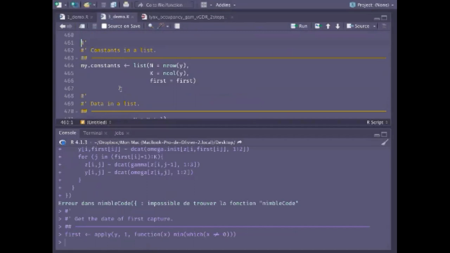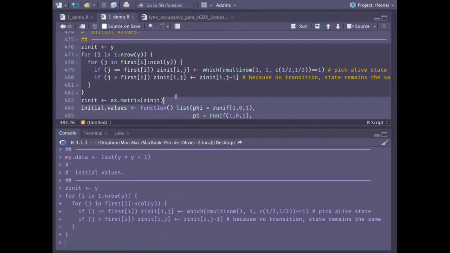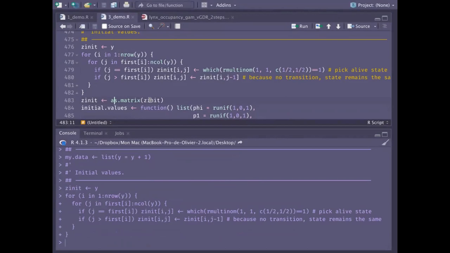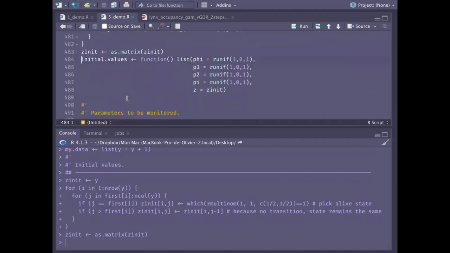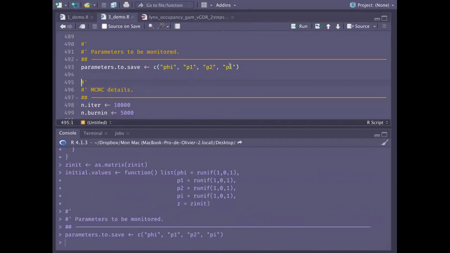Here we go. First encounters, the constants, the data, and then the initial values. How to generate or simulate initial values would deserve a whole lecture because it can be very tricky. So I encourage you to have a look at what we did here. There is not a single way to do it. It takes some practice and experience, but it's important to define those initial values for the states, not only for the demographic parameters, right? Okay, the parameters to save: the survival, detection probabilities in the two classes, and the proportion.